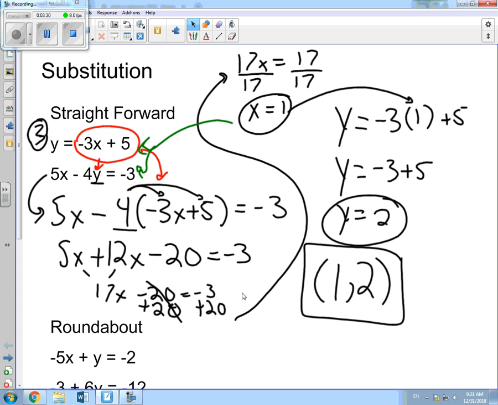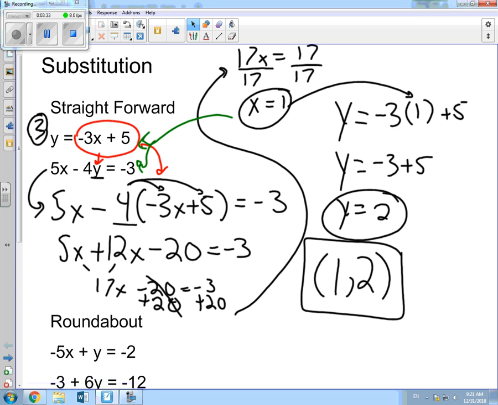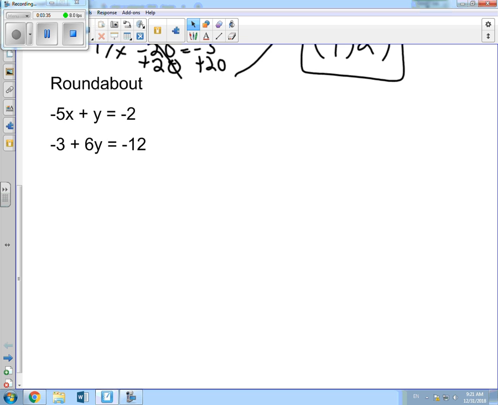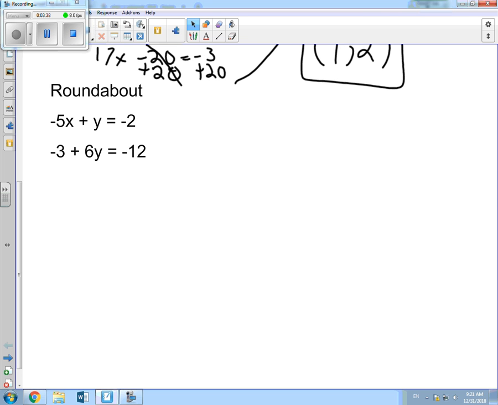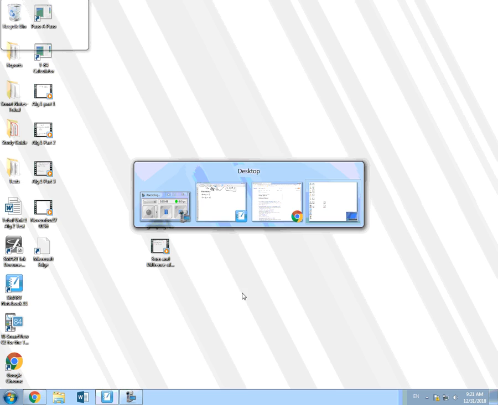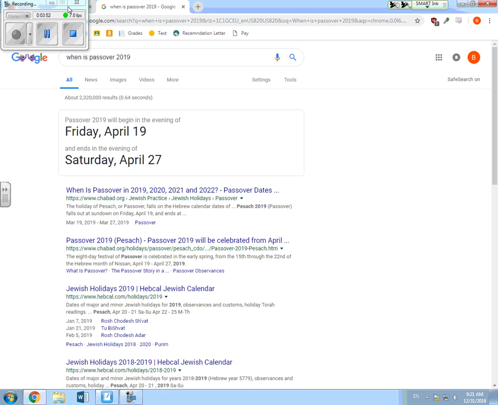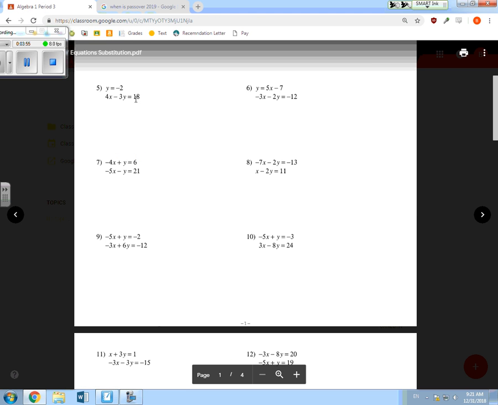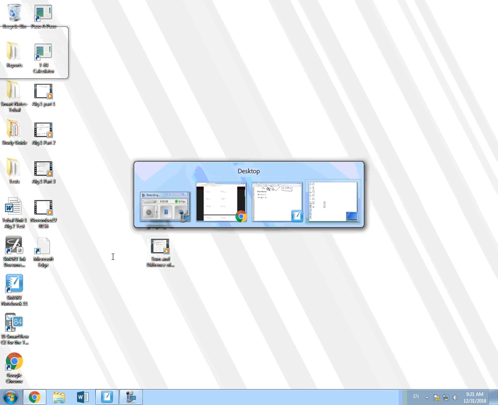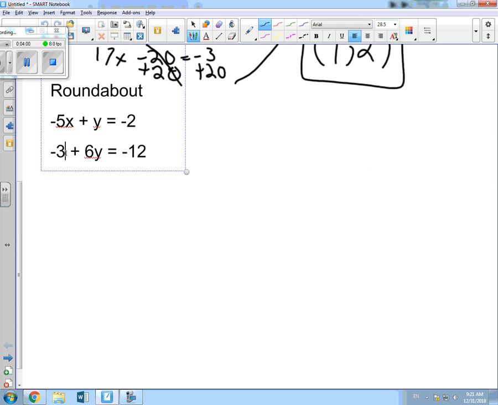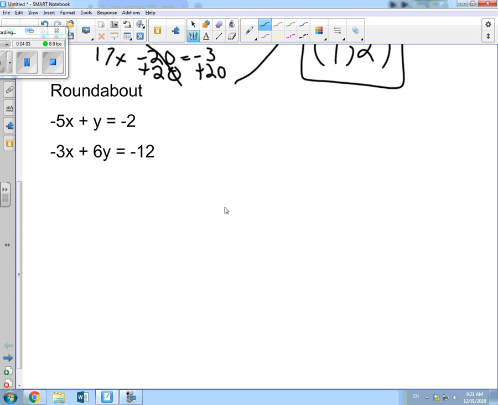So that's straightforward, as in y is already by itself, so it's really easy. Sometimes there's going to be definitely at least one question on your test that's not straightforward, which I'll call roundabout, because you have to do an extra step. So, let me just see if I copied this correctly. I just gotta make sure I copied this down correctly. Negative 3x. Alright, so this is number 9 on the packet that says solve by substitution.